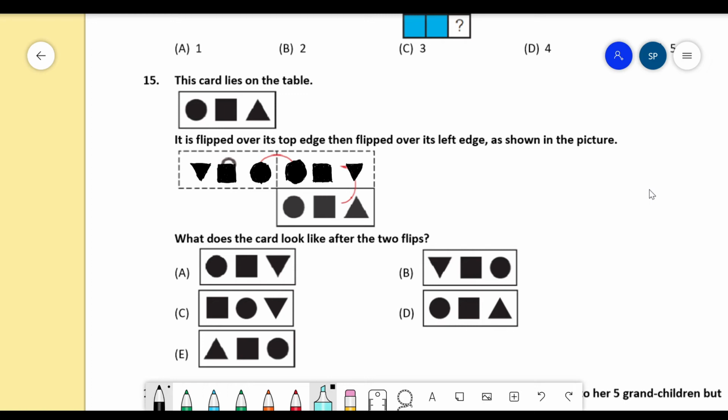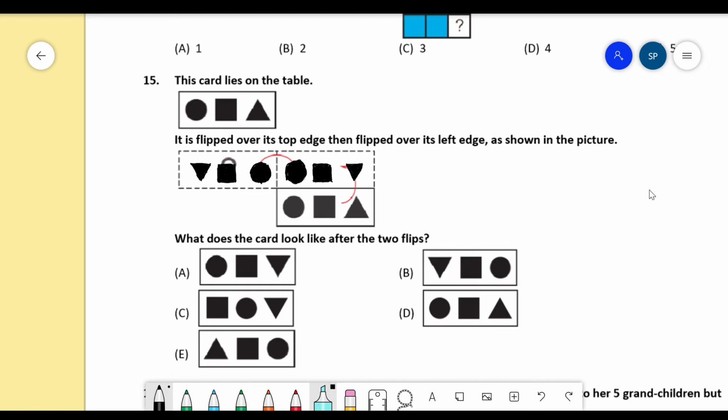Now they flipped it to the left, which means everything on the right would go to the left and everything on the left would go to the right. And if you want, you may also use a piece of paper. I'm not sure if that would be allowed in the real test, but for now, for your learning experience, you may use a real piece of paper to guide you.